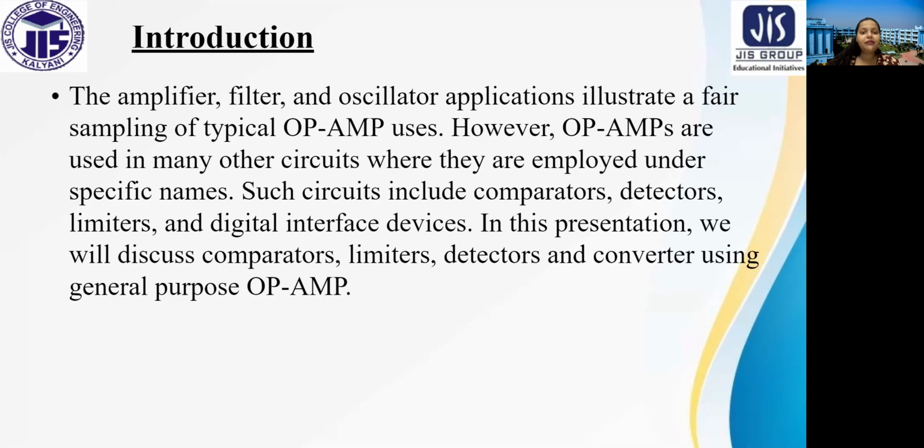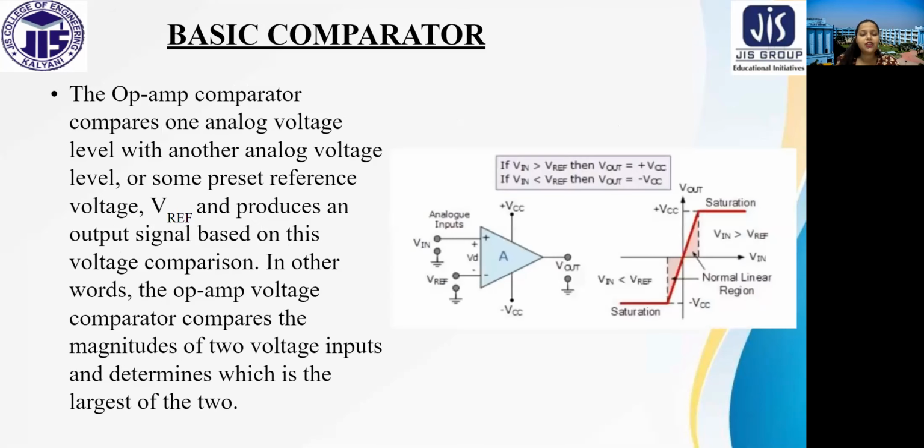The amplifier, filter and oscillator applications illustrate a fair sampling of typical op-amp uses. Those we have already studied. However, op-amps are used in many other circuits where they are employed under specific names. Such circuits include comparators, detectors, limiters, and digital interface devices. In this presentation, we will discuss comparators, limiters, detectors, and converters using general purpose op-amp. So, basic comparator.